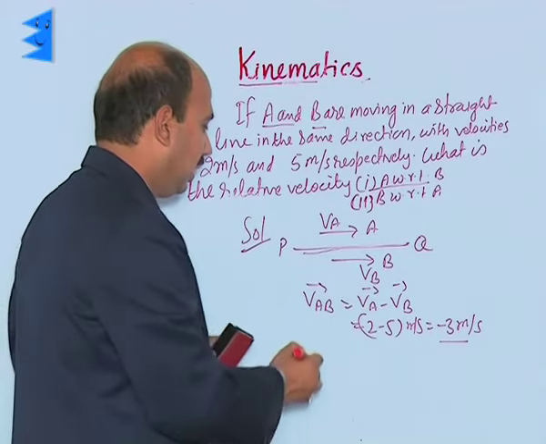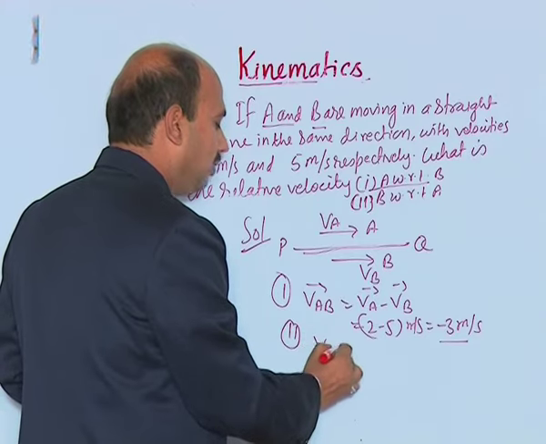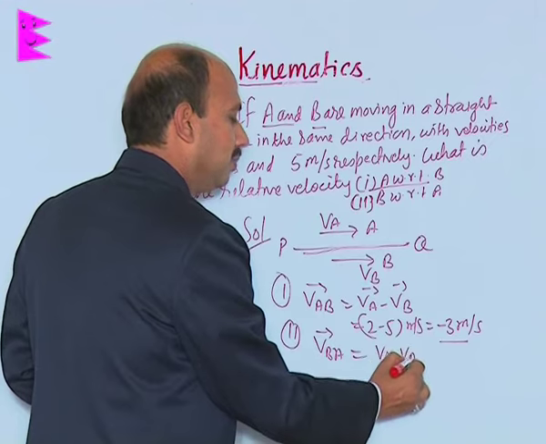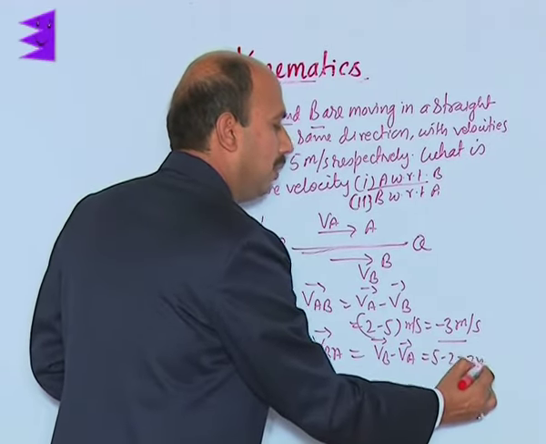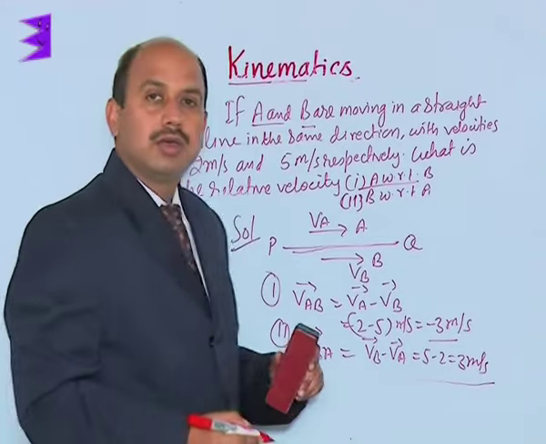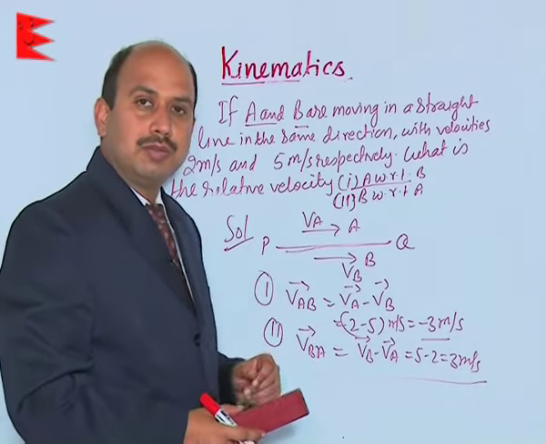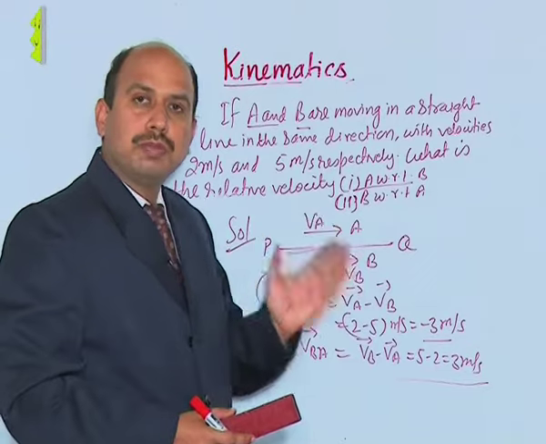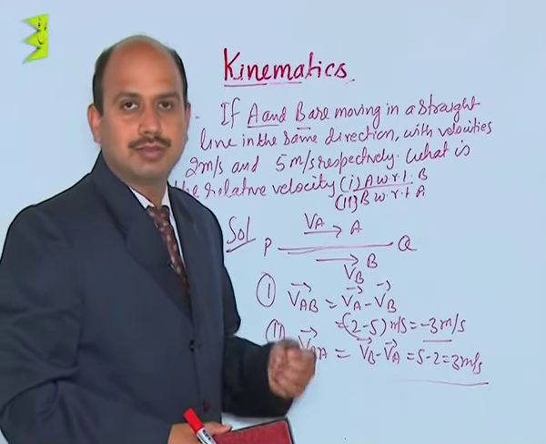Now similarly you can take, this was the first part, second part, VBA is equal to VB minus VA, that will be 5 minus 2 is equal to 3 meter per second. So in this case the relative velocity is positive. It means the relative velocity is also in the direction from P to Q, because P to Q we have assumed as positive. So now we will see another example.